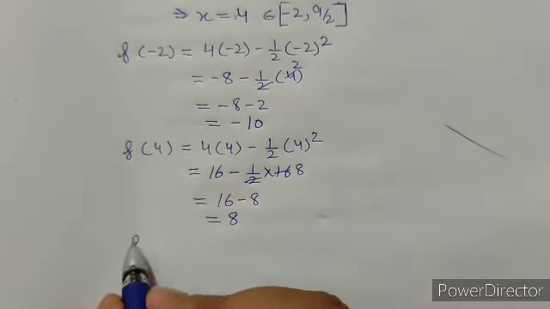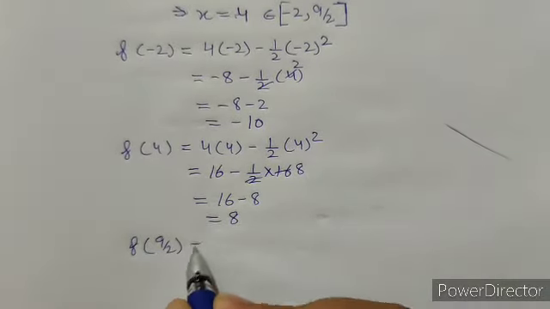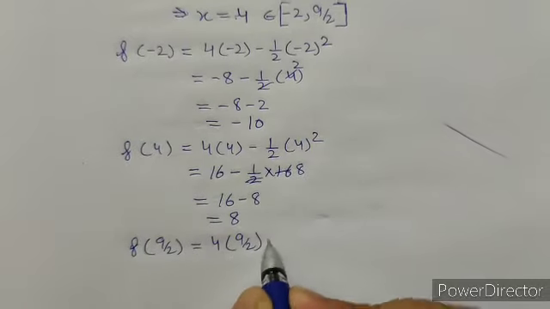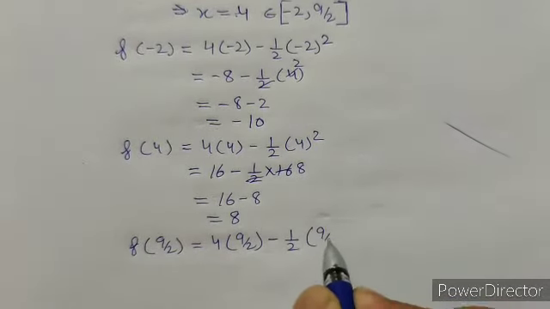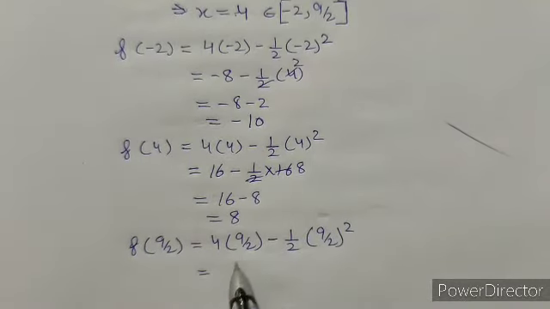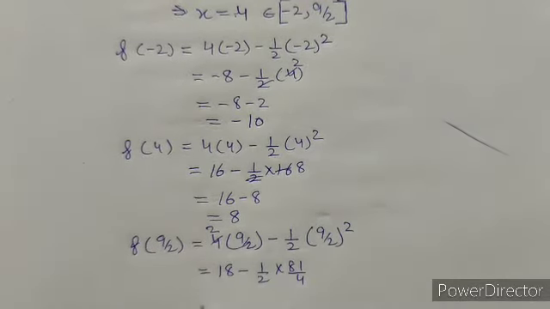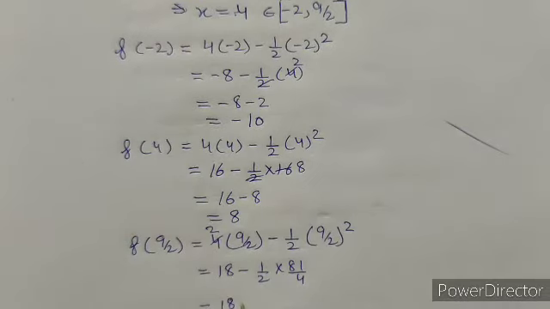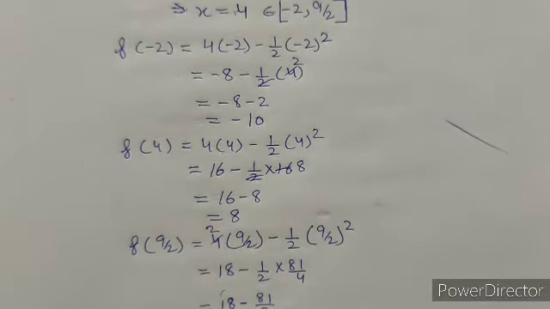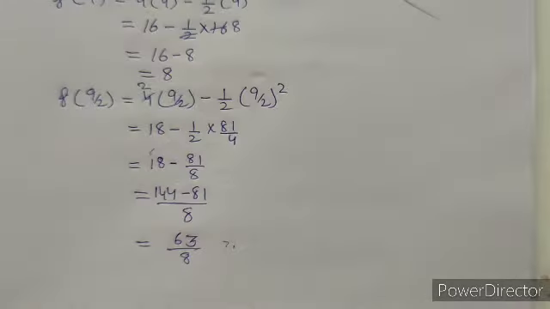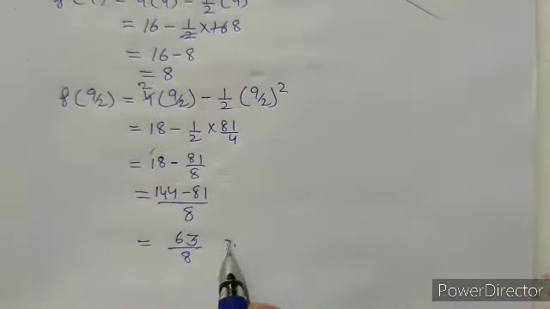Now the third one, f(9/2), will be equal to 4 into 9/2 minus 1/2 into (9/2) squared, and this is equal to 18 minus 1/2 into 81/4. This will give us 18 minus 81/8, and that will be equal to 63/8, or we can say this will be 7 point something.